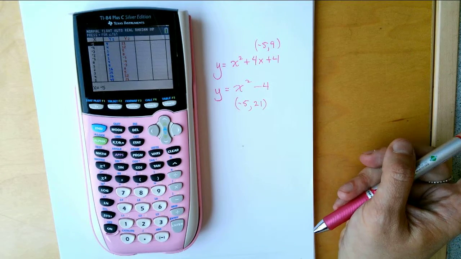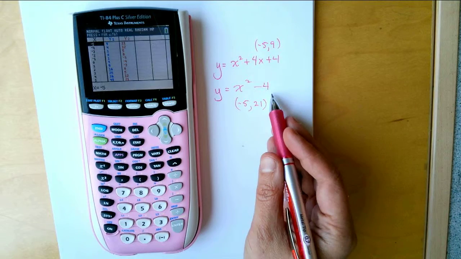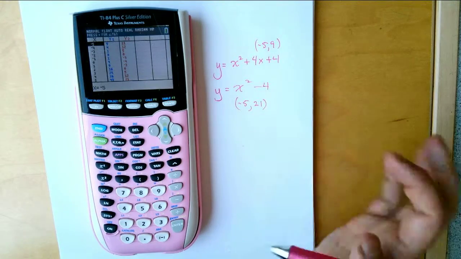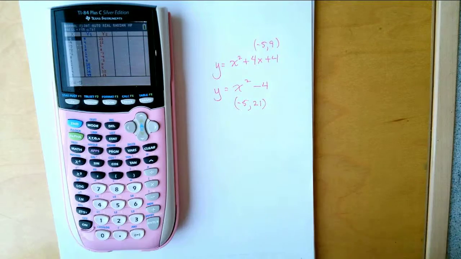Okay, some other things. We've been talking a lot about factoring. So if you wanted to factor, let's say you had a problem that you were using the AC method.